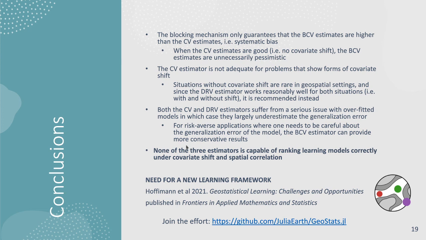The general message here is that none of the 3 estimators is capable of ranking learning models correctly under covariate shift and spatial correlation. And we argue that we need a new learning framework to reason about these problems and develop new estimators. You can find more information in our paper, Geostatistical Learning: Challenges and Opportunities, recently published in Frontiers in Applied Mathematics and Statistics.